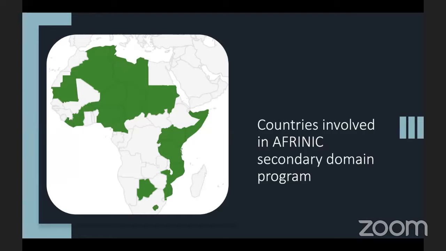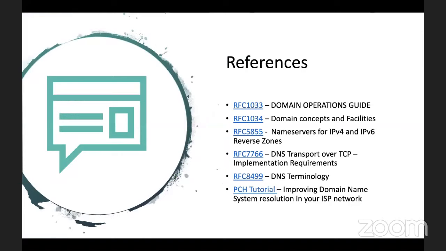Like you see here on the map, these are the countries involved in the AFRINIC Secondary Domain Program. Just a clarification: this is only for the first level domain, let's say .cm, for instance, not the second level domain. We also give you some references here. You'll have the material at the end, so don't worry. We also want to give you the link to our help desk. If you want us to provide you some assistance regarding your DNS, DNSSEC, or your reverse zone, especially for AFRINIC since we manage your internet number resources, you can fill in this form and we'll be happy to assist you and provide guidance.